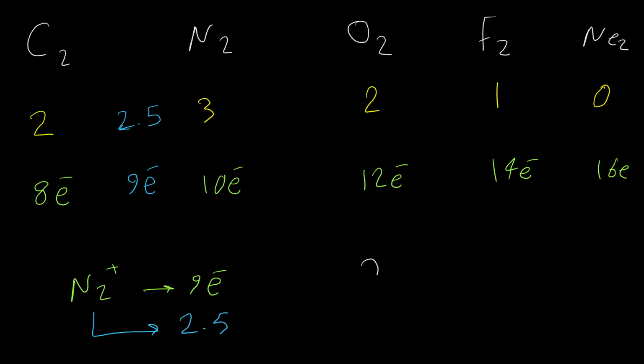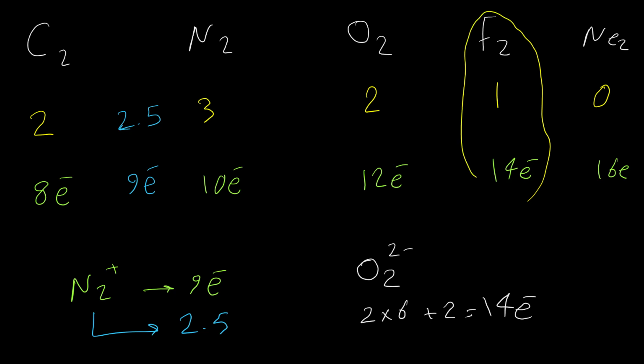The next example is the peroxide anion, O2 2-. Each oxygen has 6 valence electrons, so 2 times 6. In addition to that, we have 2 negative charges, so we have 2 extra electrons. In total, we have 14 electrons in this anion, and 14 electrons is exactly like F2. So the O2 2- peroxide anion should have a single bond. Our bond order is 1. Here is the structure for the peroxide anion, O2 2-.